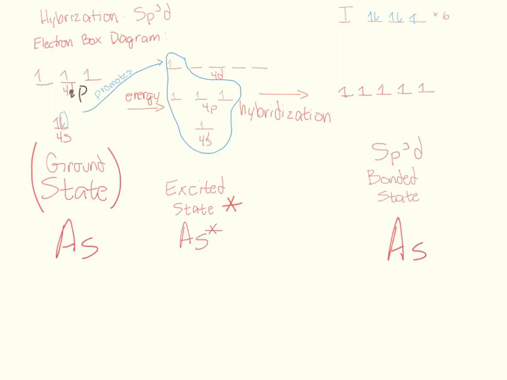Now we're going to move on to hybridization. Now we're in the bonded state of arsenic. The hybrid orbital would be sp3d due to the molecular geometry being trigonal bipyramidal. So there would be 1, 2, 3, 4, 5 spaces. And these electrons would be from the ones that are being promoted.